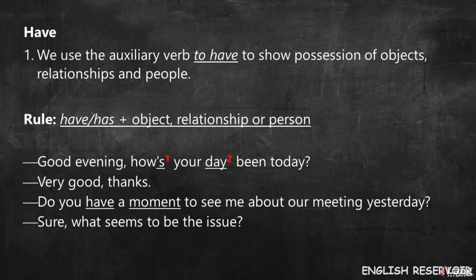Have. 1. We use the auxiliary verb to have to show possession or ownership of objects, relationships, and people. Rule. Have, has plus object, relationship, or person.